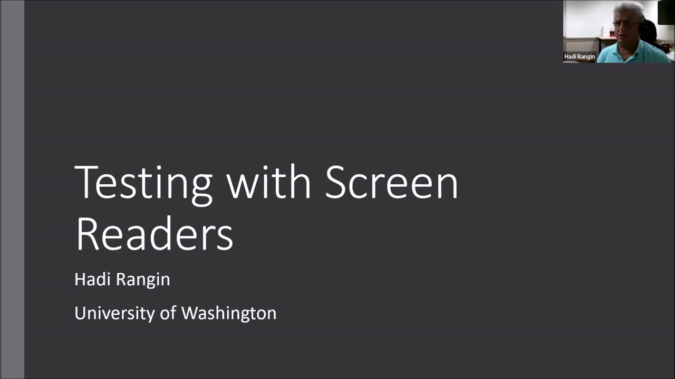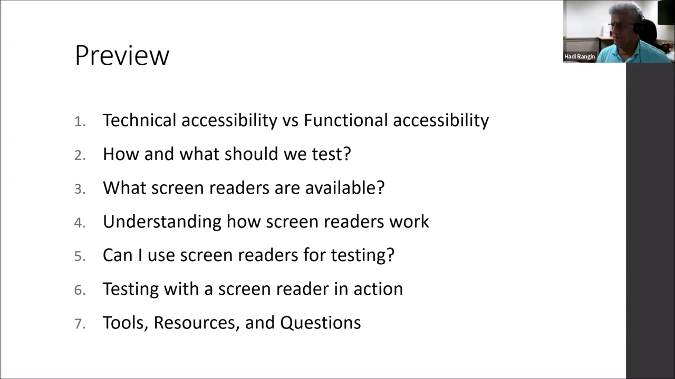My name is Hadi Rangin. I'm a member of the IT accessibility team at the University of Washington. And if you didn't know that, I am blind. I have been working as an accessibility consultant for over 30 years, and so I have had the chance to work with many designers and developers throughout my career.